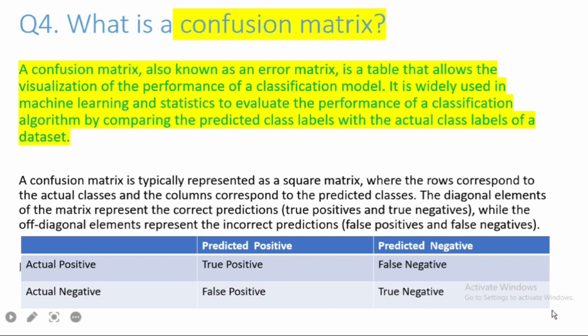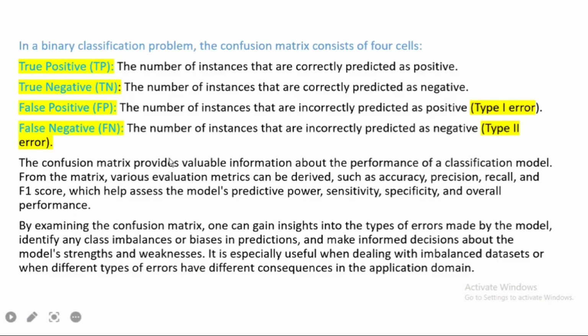So this is a confusion matrix. Predicted positive, predicted negative. Then in the first column we see actual positive and actual negative. These are the values: true positive, false negative, false positive, true negative. The confusion matrix consists of four cells: true positive, true negative, false positive, false negative.